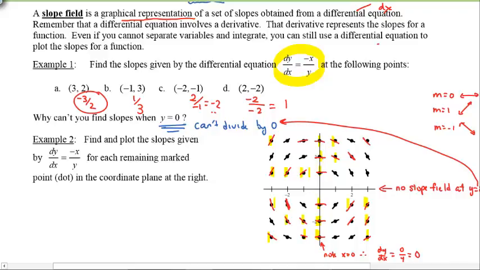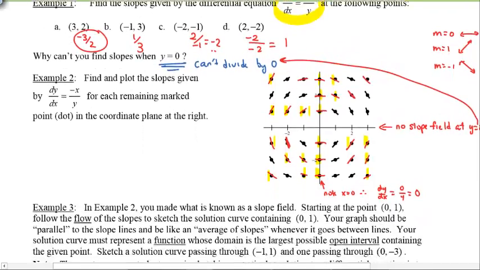Cool. There you go. Did you get that? Good. If you didn't, make the changes. You probably just plugged the numbers in wrong.